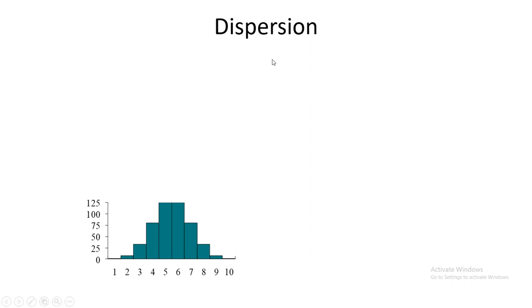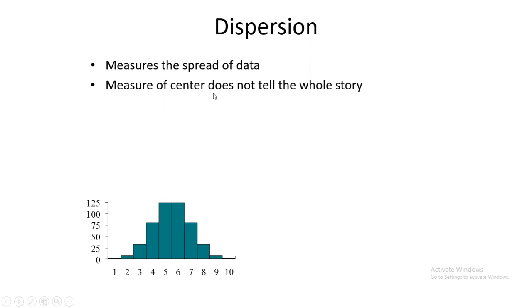Okay, so why do we study dispersion? Because measure of center does not tell the whole story, right? It just gives you the center and it does not tell you the other things present in the data. So dispersion gives you the measure of spread of the data. It is 0 when all the values are the same, because if all values are the same, then there is no spread in the data. So measure of dispersion will automatically be 0.